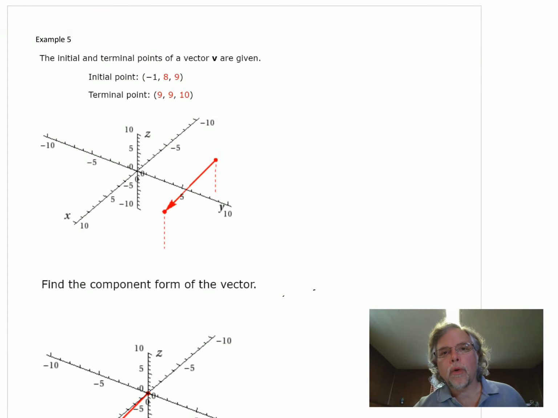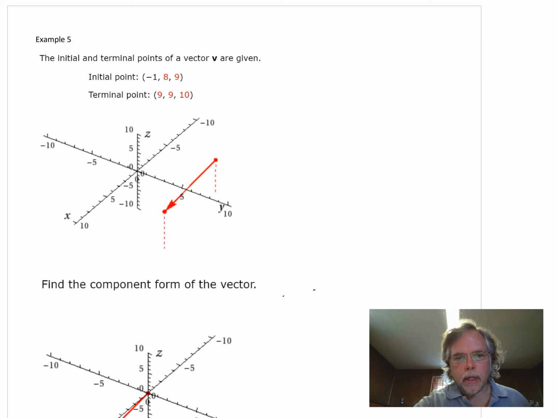This is page 4 of the section 11.2 notes on vectors in 3 dimensions. And here in example 5, we have a problem. The initial and terminal points of a vector are given. -1, 8, 9 is the initial point, and 9, 9, 10 is the terminal point, and it's pictured here, this vector.